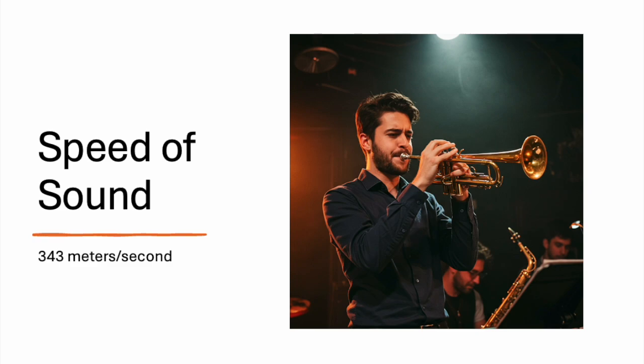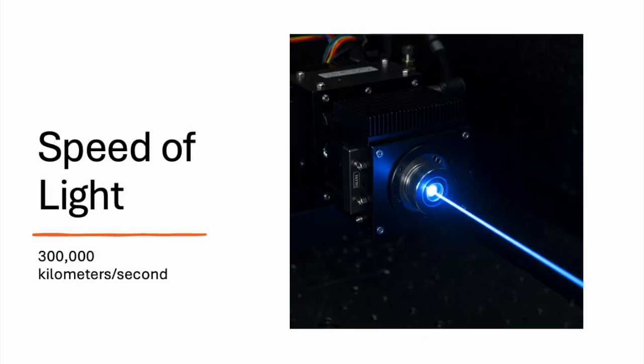The speed of sound in air is about 343 meters per second. This means it takes about 3 seconds for sound to travel 1 kilometer in air. The speed of light is about 300,000 kilometers per second. This means it takes about 8 minutes for light from the sun to reach the earth.